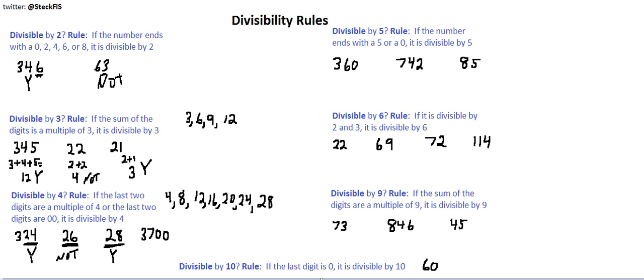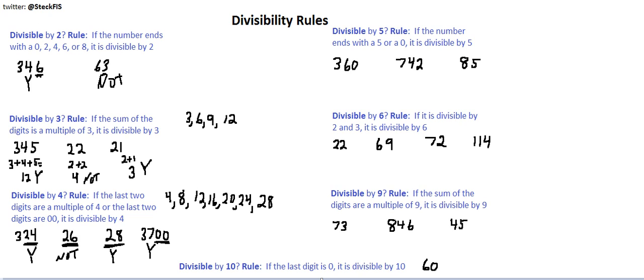All right, we're going to look at 3,700. We're going to look at the last 2 digits, which would be 0, 0. First thing we're going to do is look at our list. Does 0, 0 show up on the list? No, it doesn't. But there's a second part. See that or? The last 2 digits are 0, 0. So 3,700 would be divisible by 4.